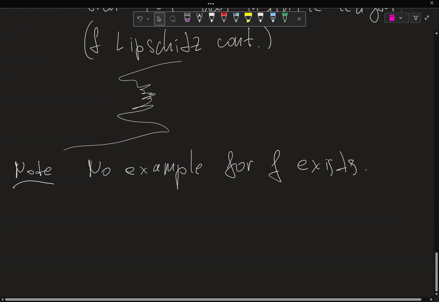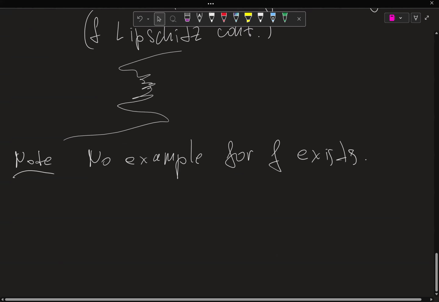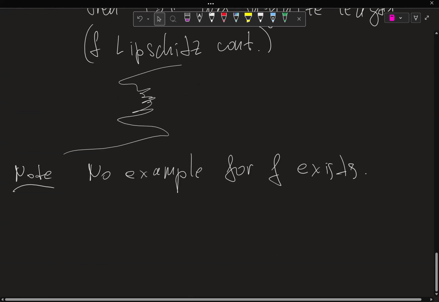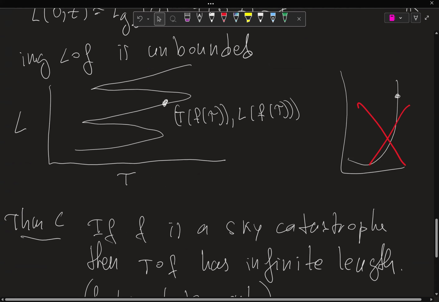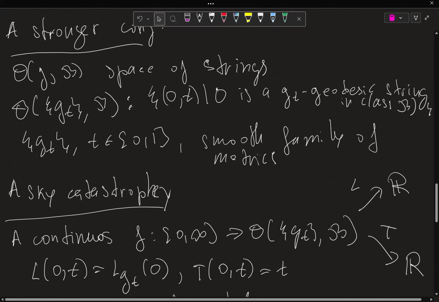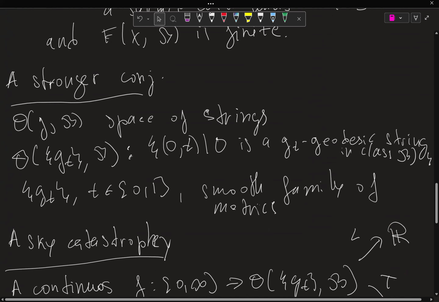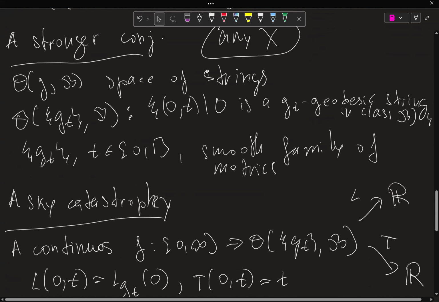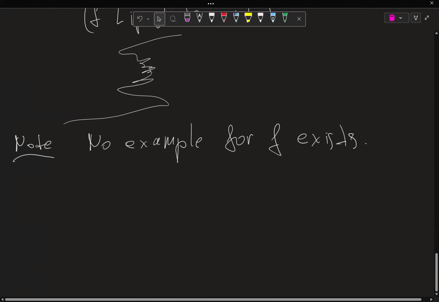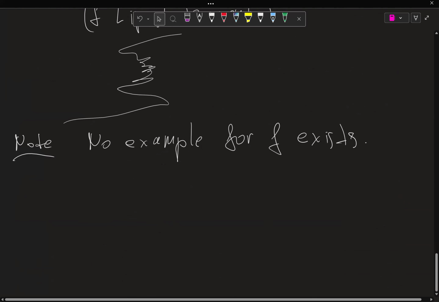Are you restricting to surfaces? No, this discussion is general. Here I'm just talking about any manifold, any closed smooth manifold.